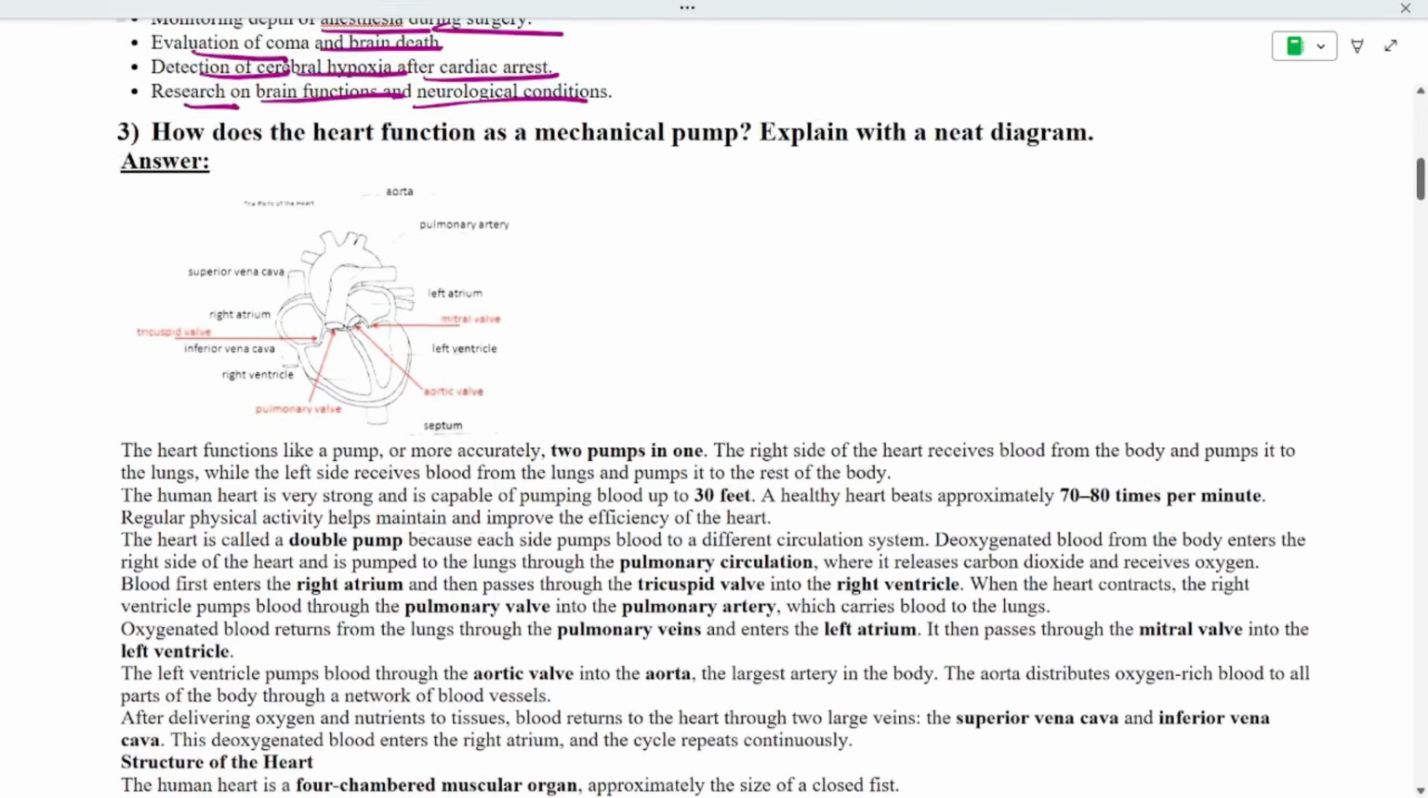Okay. Next is: how does the heart function as a mechanical pump? Explain with a neat diagram. Aorta will be there.